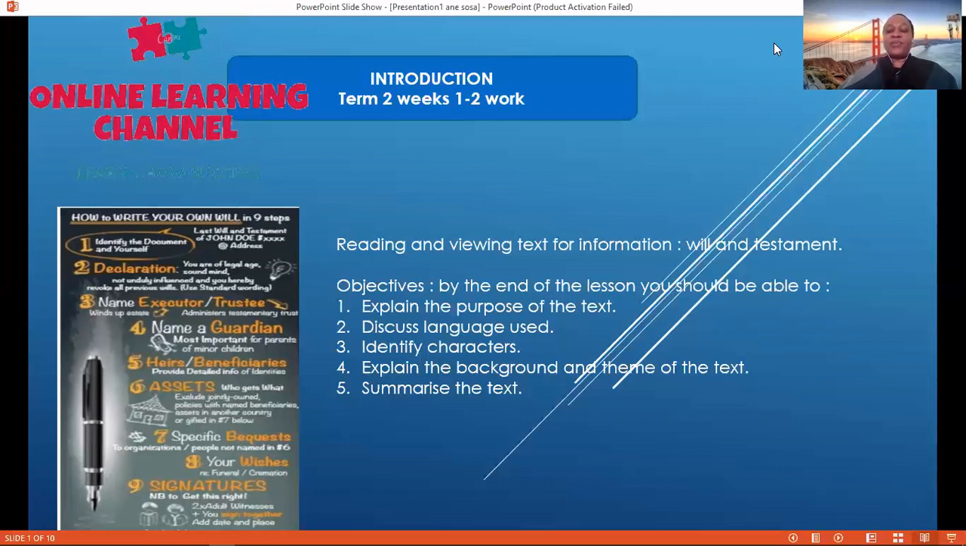Number 2, discuss language used. Number 3, identify characters, if there are characters. Number 4, explain the background and theme of the text. And finally, you must be able to summarize the text. Those are our objectives for this lesson.